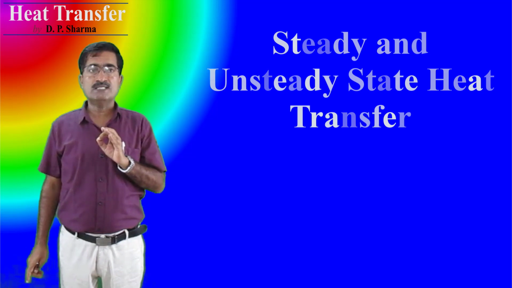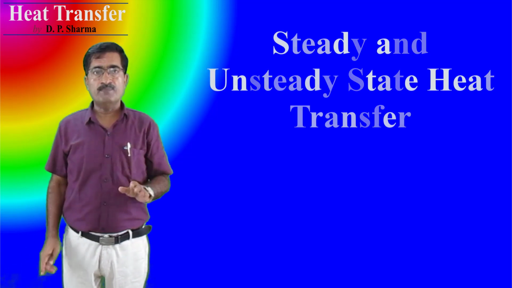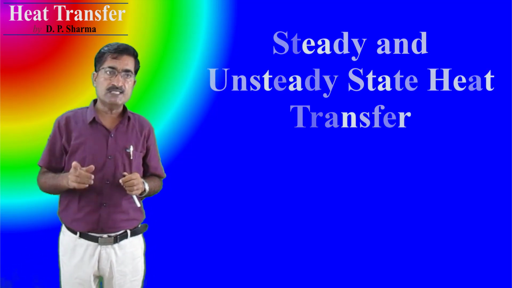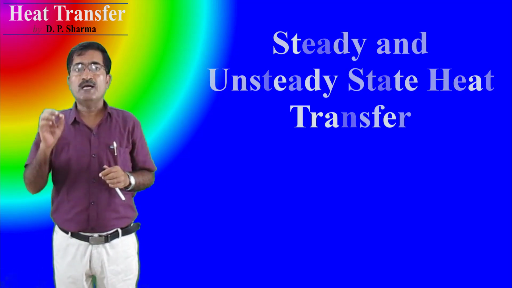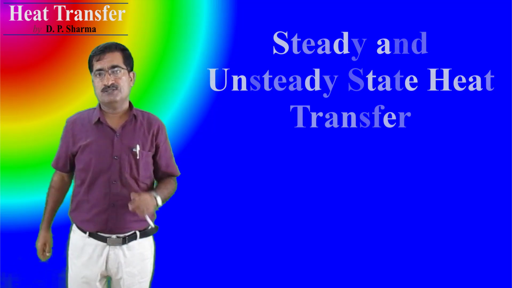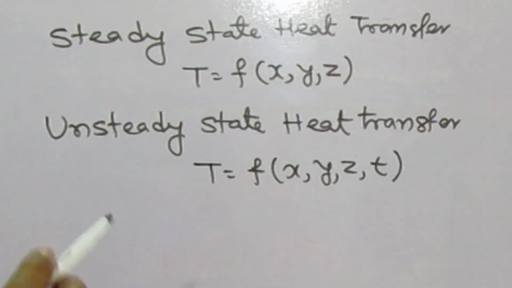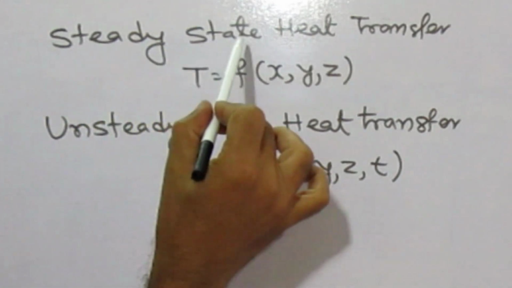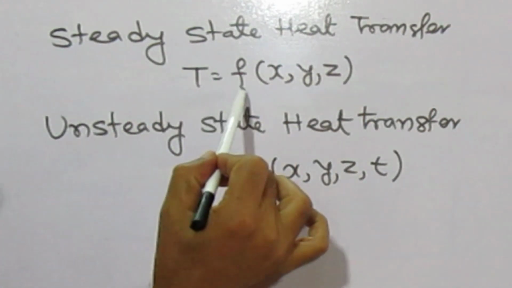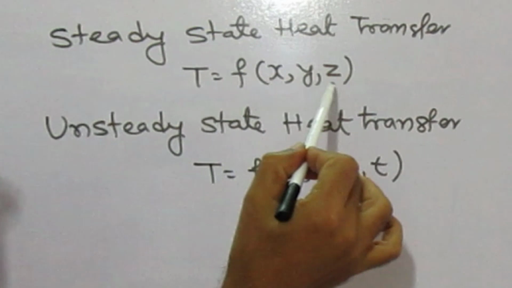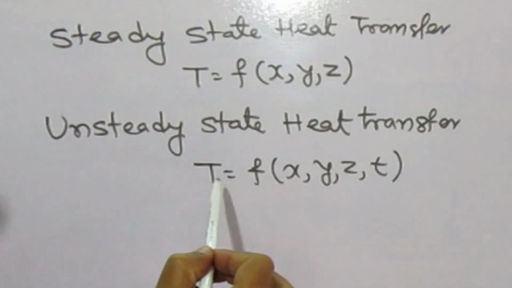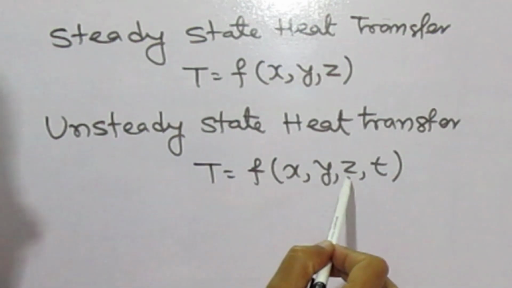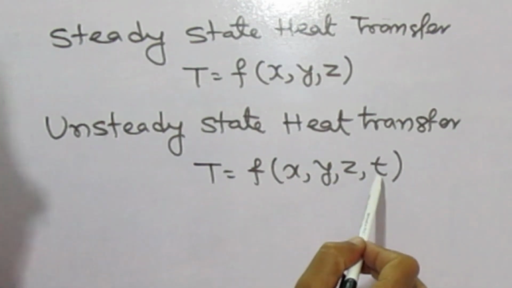In unsteady state heat transfer, the temperature varies with time as well as the position. The temperature is function of time and space coordinates. In steady state heat transfer, T is the function of x, y, z, means only coordinates. In unsteady state heat transfer, T is the function of x, y, z, means coordinates, and time t.